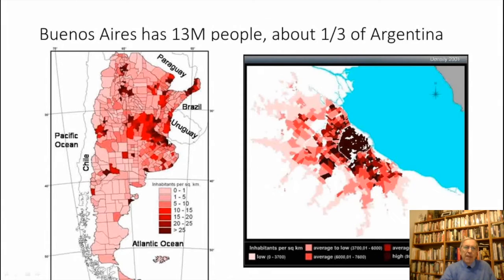Along this little bay here, called the Rio de la Plata, between Argentina and Uruguay. And there's a couple of other cities like Rosario and Mendoza and so forth, but Buenos Aires is the big dog. And when you look at the Buenos Aires area in detail, you see how very dense it is, particularly in the urban area itself and its adjoining suburbs. So we're looking at a couple of slides about urban density in cities.